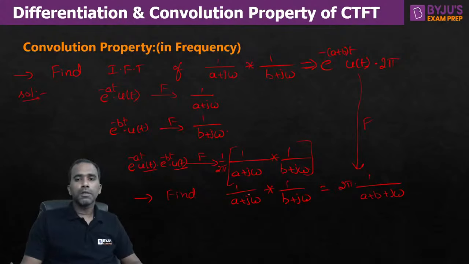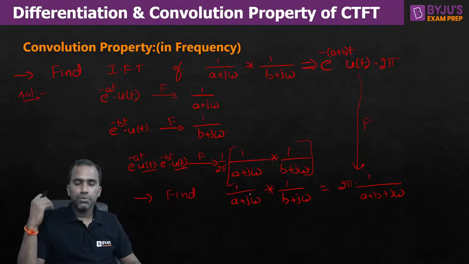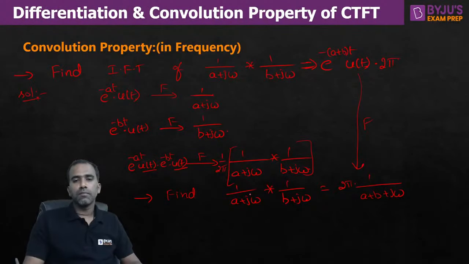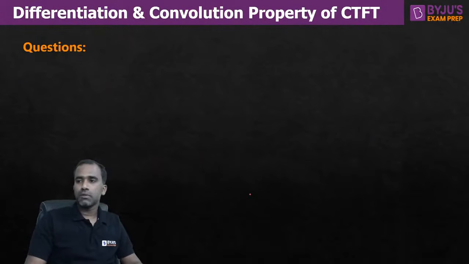So wonderful properties. You have to use them effectively. You have to use them properly. First thing is you should get the idea. Whenever you look at the question, you should get the idea what property can I use. Fourier transform is all about properties. Whenever you see a question, you should get the idea of what property can I use. Okay, right. So let's practice some questions before winding up the class.